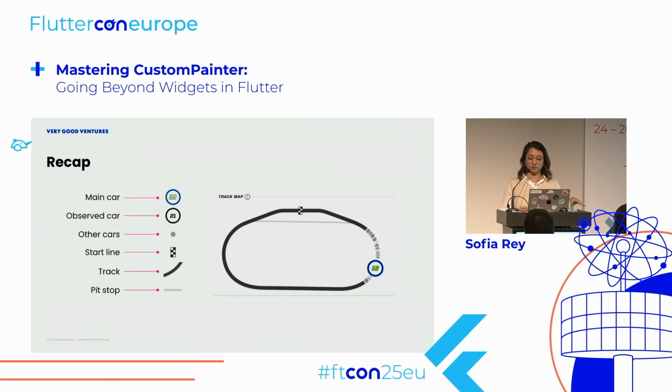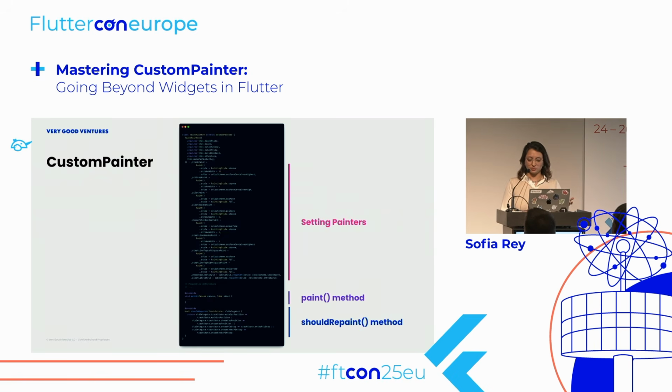So to recap, now we do have this track map as a path. We can use it actually in our CustomPainter. So how does the CustomPainter look for this feature? It looks something like this. Don't worry, I don't expect you to read it.